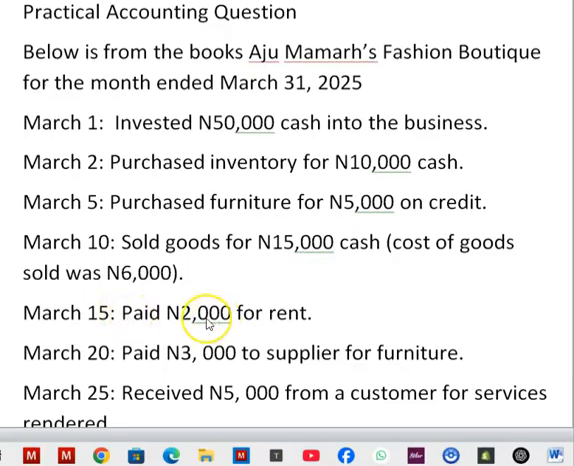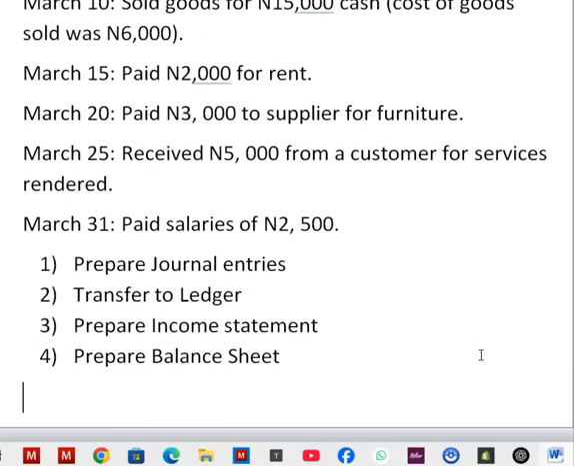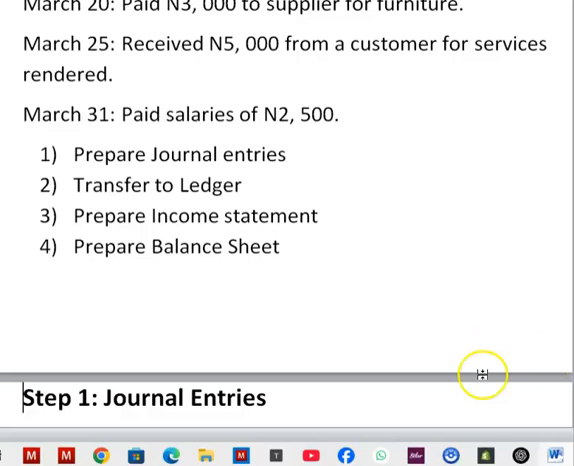15th of March, paid 2,000 for rent, and the 20th, paid 3,000 naira to the supplier for furniture, and 25th of March, received 5,000 naira from a customer for services rendered, and on the 31st, paid salary of 2,500. So we are required to prepare journal entries, transfer to ledger, prepare income statement, and then prepare balance sheet.